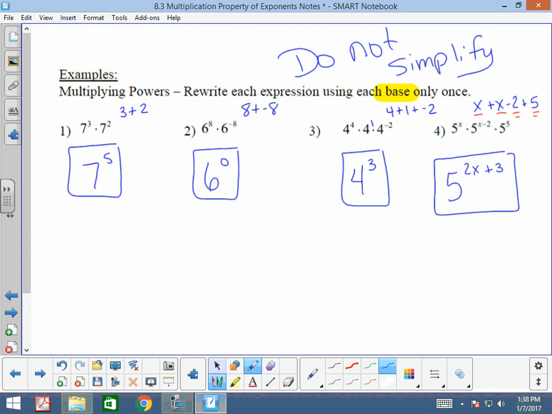Okay, move next to video number 2, and we'll look at more multiplying powers in algebraic expressions and simplifying them.